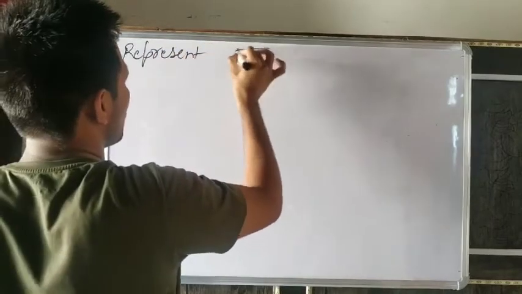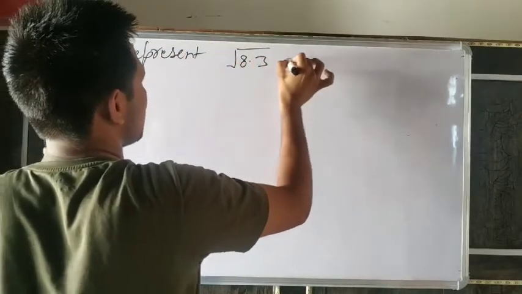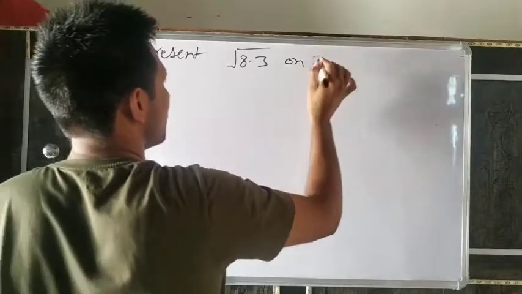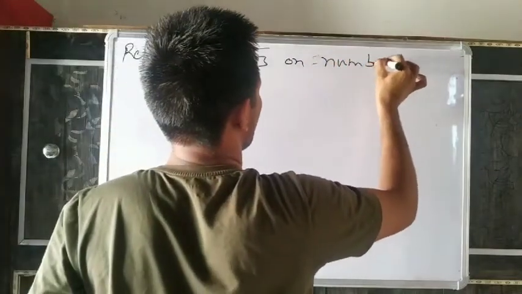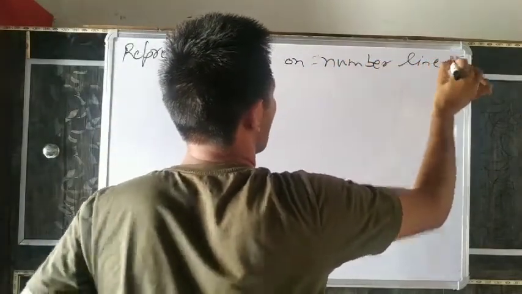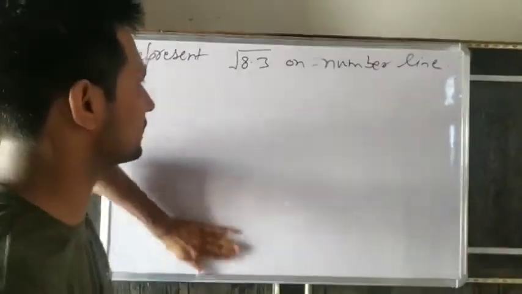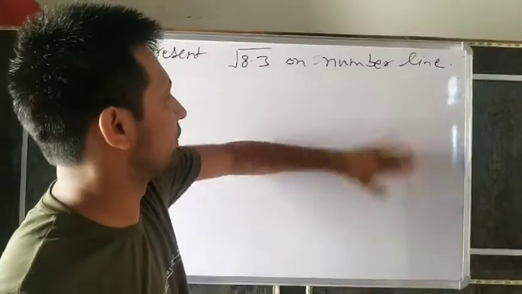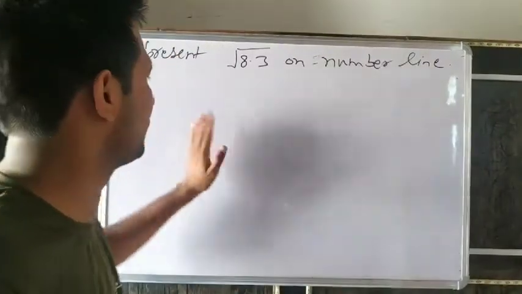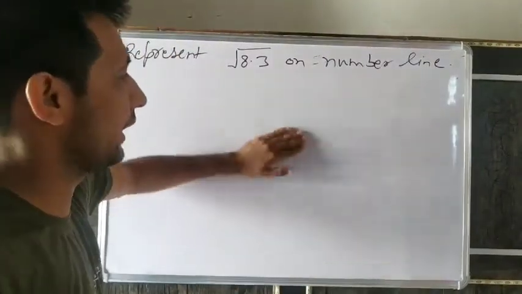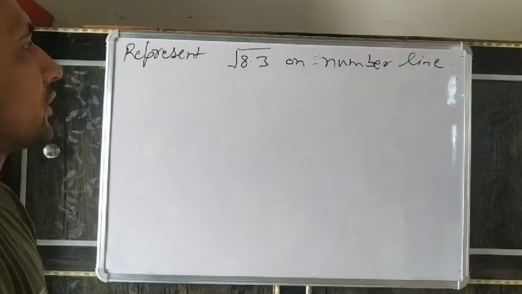Represent root 8.3 on the number line. It is a very important question. Most of the students wrote it well, but Shubham did not write it well. So look again at how to solve this question.